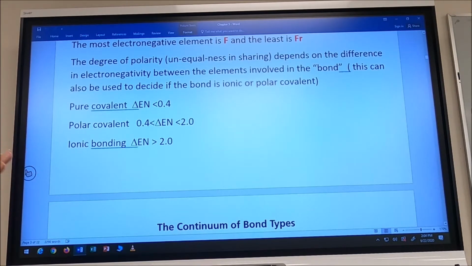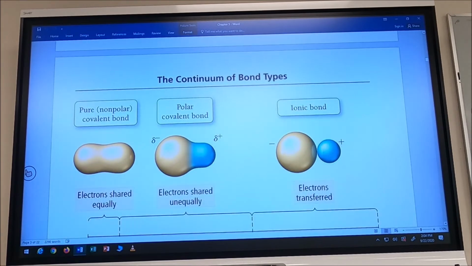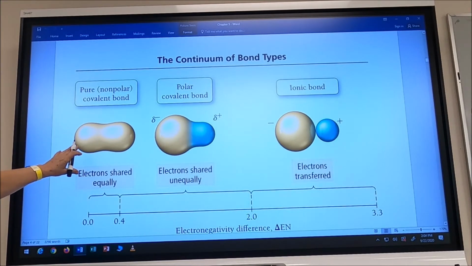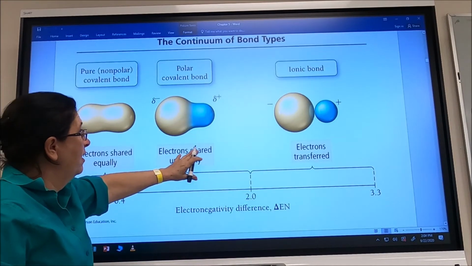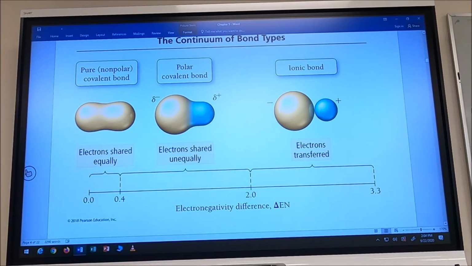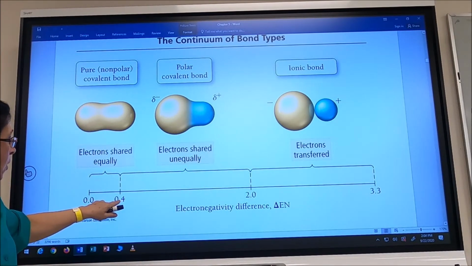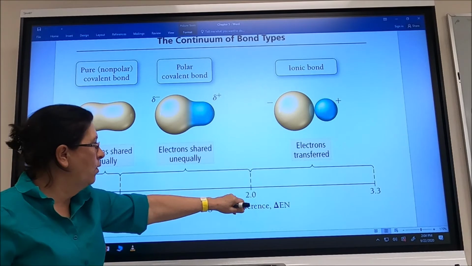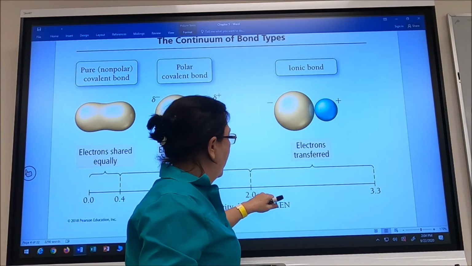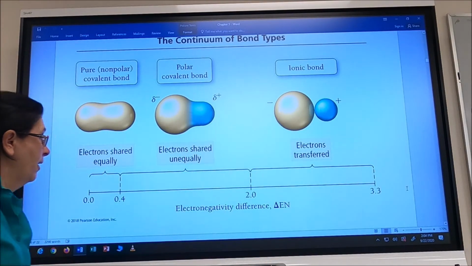Now, there are some things that don't fit very neatly into this kind of scheme. This is kind of a rule of thumb thing. It says this is approximate, but we always look at other factors. Okay? So, pure covalent, polar covalent, ionic. So you can see between 0 and 0.4, between 0.4 and 2, and greater than 2, ionic. Okay?